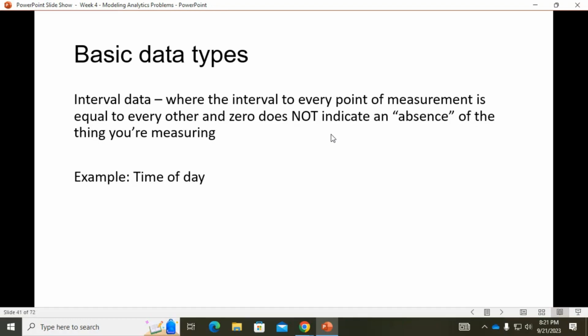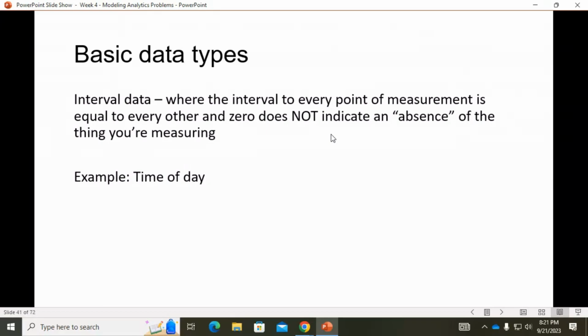So a good example of this is time of day, right? Because hours are the same distance apart. If you're using the 24-hour clock, 0 doesn't mean you have no time. It is a specific time. Trying to think of another example. Measuring temperature, yeah, temperature is another example. Because 0 is not an absence of temperature, it's just a temperature, right? So for interval, the real key is that 0 has meaning in itself.